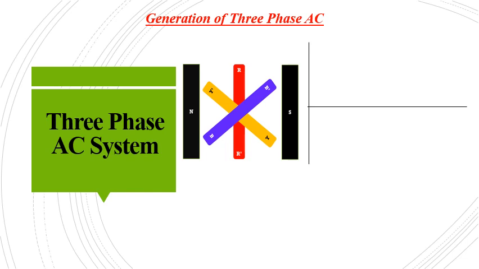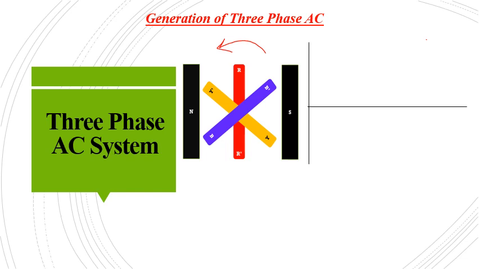Because in total we have 360 degrees. So 3 coils means 360 by 3, so we need 120 degrees. So in order to generate a three-phase supply, we will be placing 3 sets of coils 120 degrees apart. And these coils are rotated in the anti-clockwise direction.